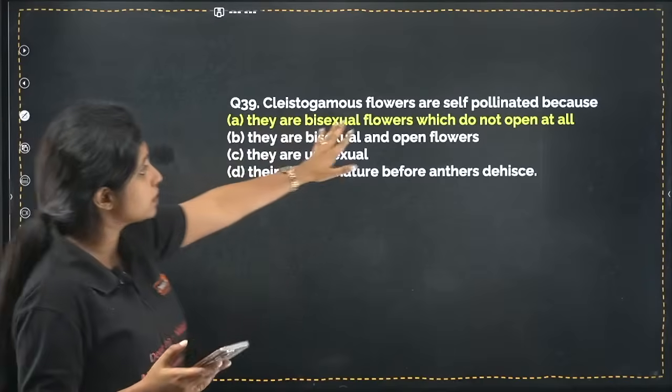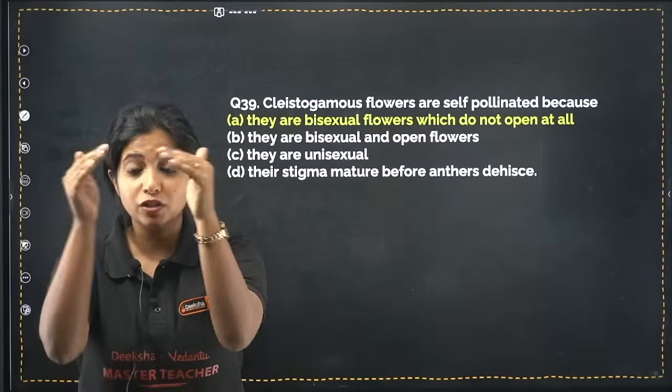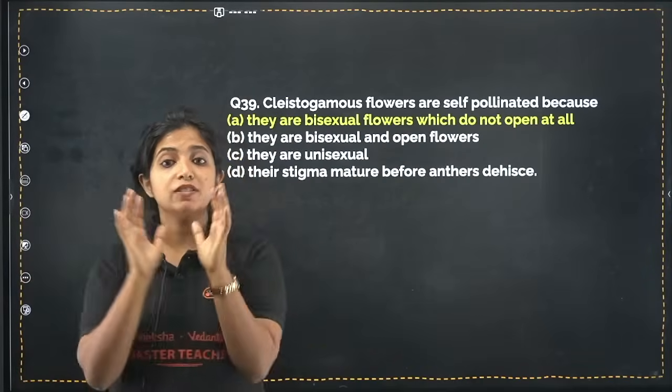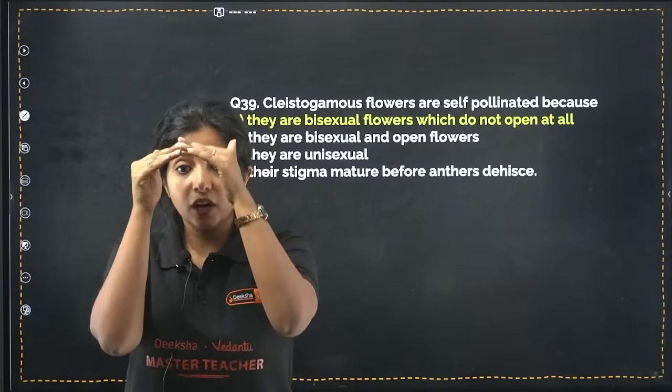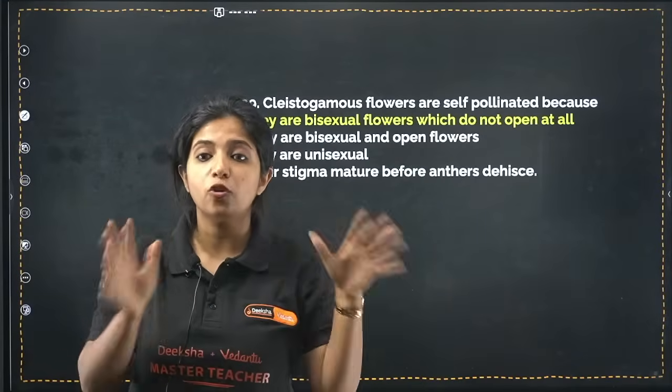Now, cleistogamous flowers are always self-pollinated because they are closed flowers. Why? Because they are bisexual, both male and female parts are there. They are closed, so they do not have any option. They do autogamy only.